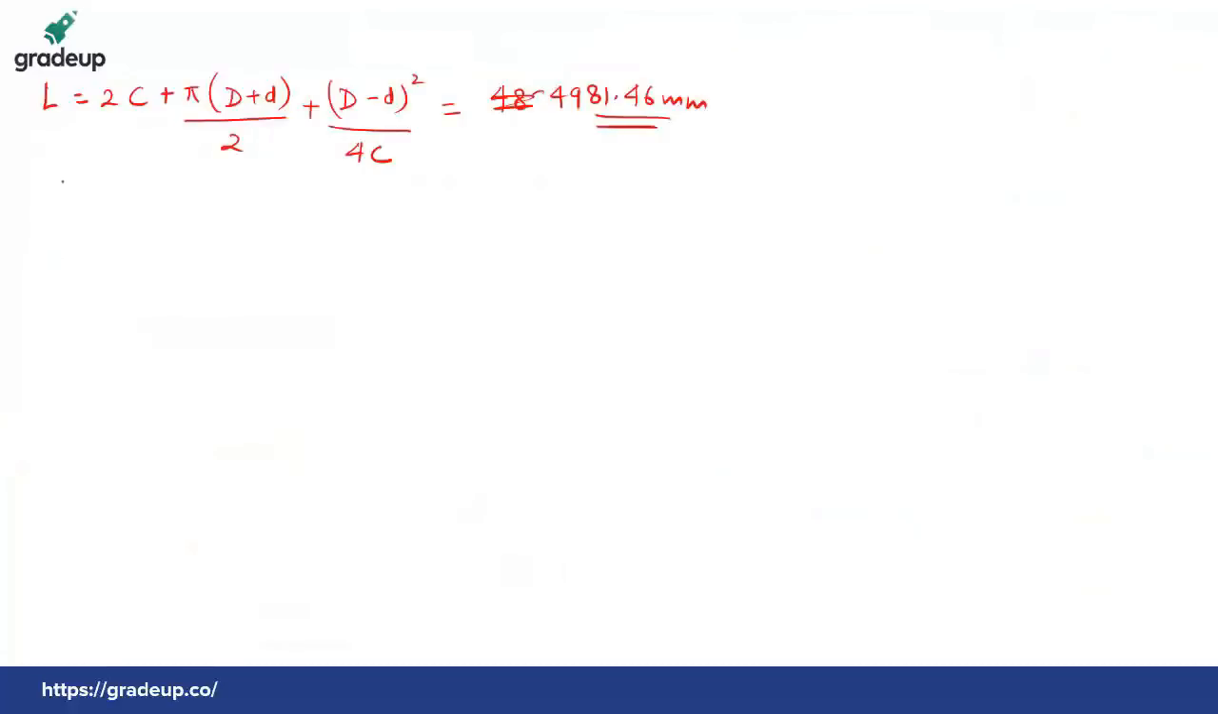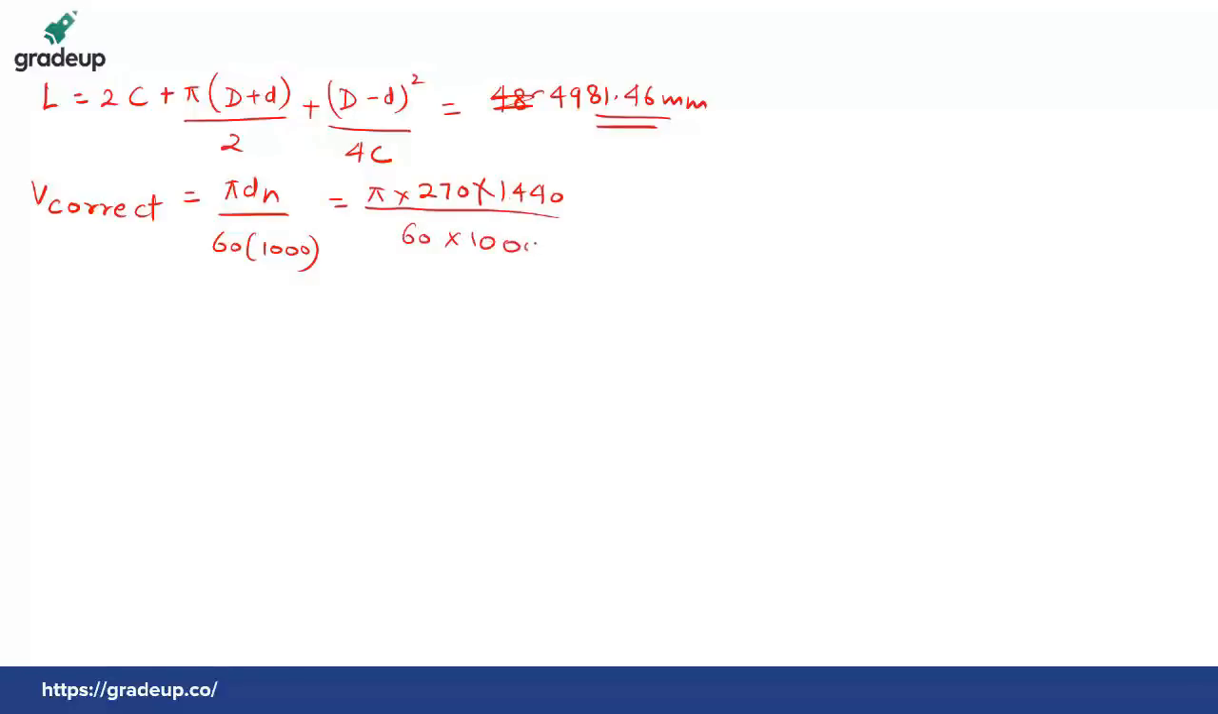See, first of all we will find out the correct belt velocity. The correct belt velocity, due to the diameter we have found out, will be pi d n upon 60 into 1000. Substituting the values, pi, diameter of the small one 270, into 1440 divided by 60 into 1000, we get this value as 20.36. That was approximate, so we are getting this value.